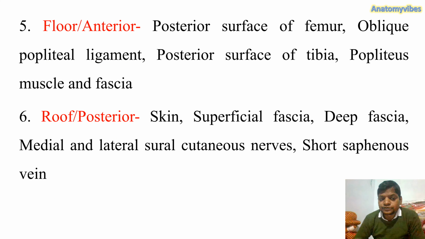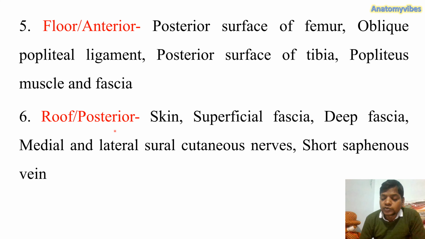Moving further, we also have to know the floor and the roof. In the floor, meaning close to the bone, we have the posterior surface of the femur and one important muscle, the popliteus muscle, and the fascia over the popliteus muscle. Also we have the posterior surface of the tibia, where the popliteus muscle is there. Also we have the oblique popliteal ligament. So these are the structures present in the floor.